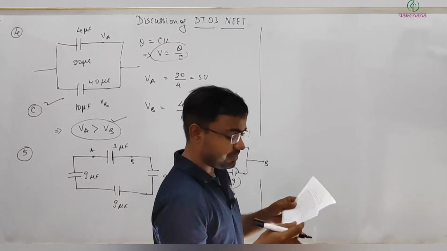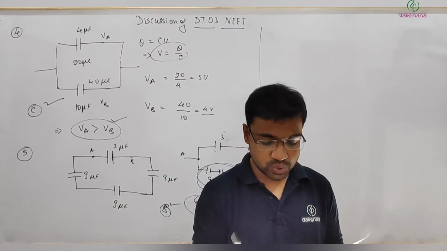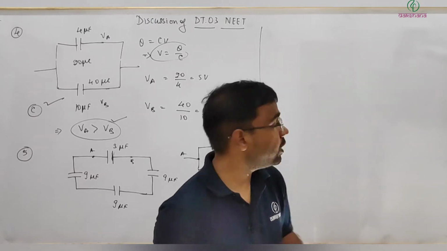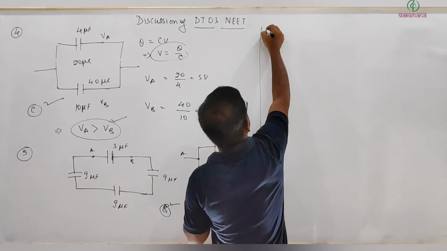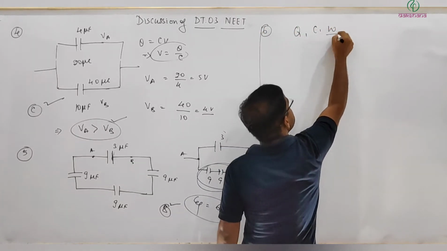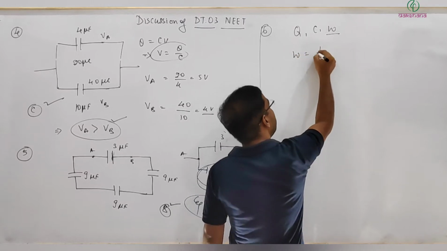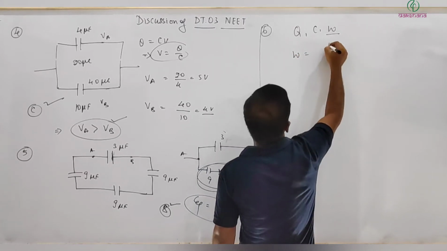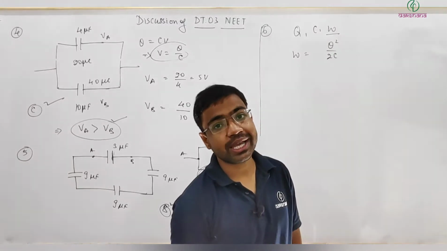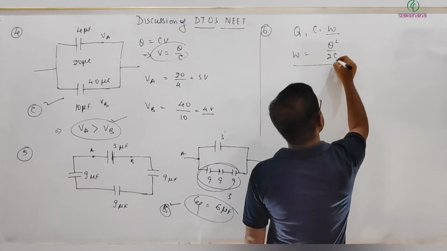A capacitor of capacitance C has charge Q and the energy stored is W. If the charge is increased to Q', what is the energy stored? So here we have Q, C, and energy W, and we know W is equal to Q square by 2C. Q square by 2C is the energy stored in the capacitor. So this is given as W.